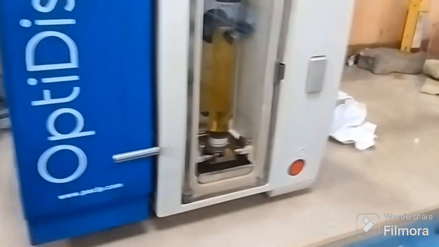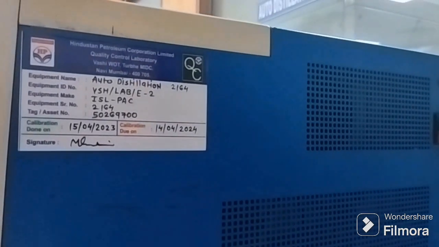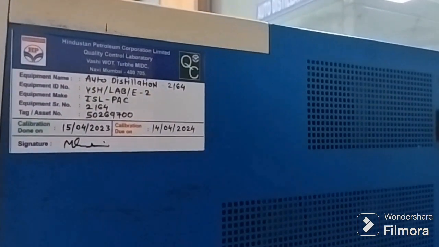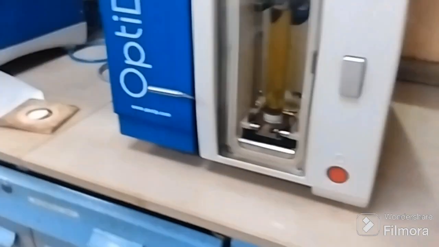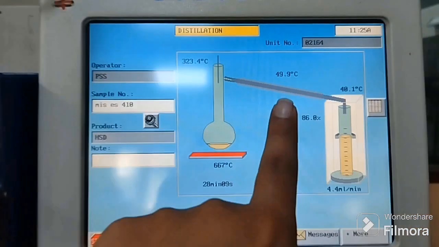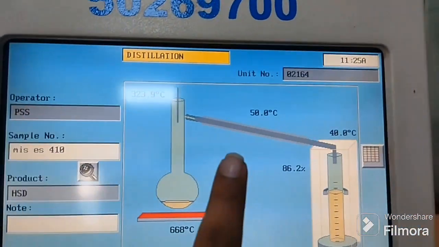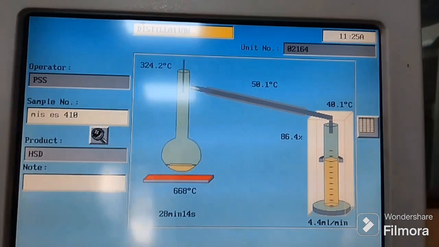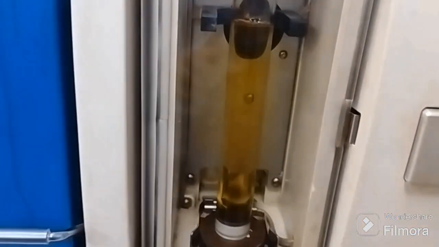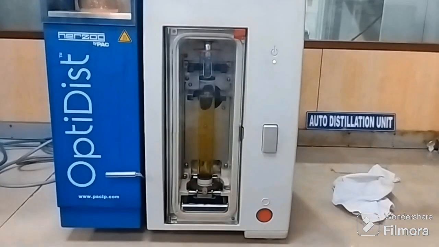Now you can see that this is the back side, left side of the machine. Inside this whole machine we have the compressor and condenser system, as we have at home for AC cooling, right? And on this side we have the information about this equipment, that it's the auto distillation. This part is the compressor and condenser part. The condenser is giving 58.1 degrees Celsius so that this vapor can be condensed back to liquid form.